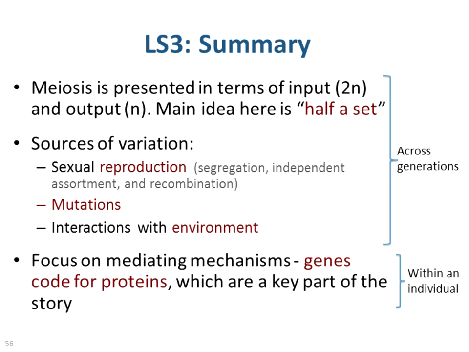Okay, when we're thinking about this idea, we want to think about meiosis really in terms of input and output. The idea that you have 2n and then you have half of that set. We also have sources of variation. One source of variation is sexual reproduction, right? This is in the first model that we saw. These are essentially Mendel's laws of segregation and independent assortment and recombination, which is not something Mendel knew about. We also have mutations, and we have interactions with the environment. And all of these factors result in a phenotype and work across generations.